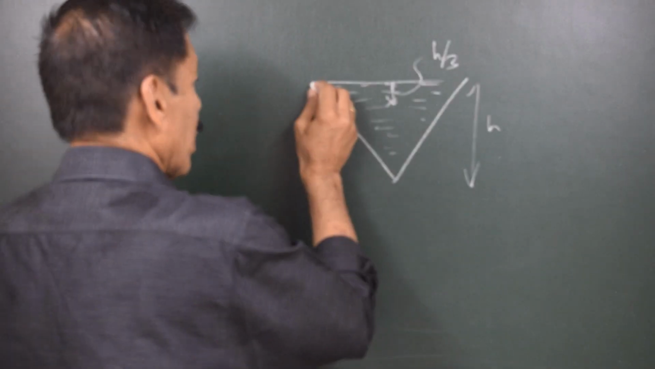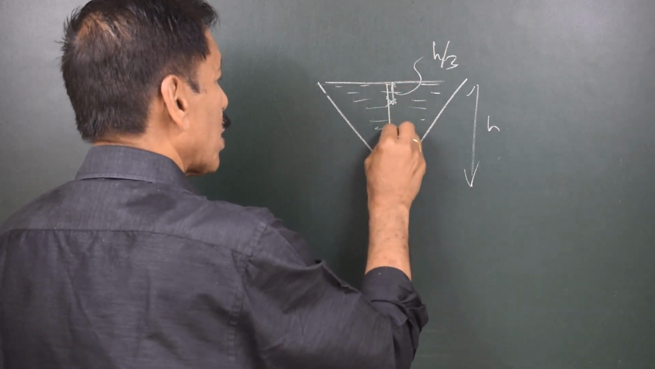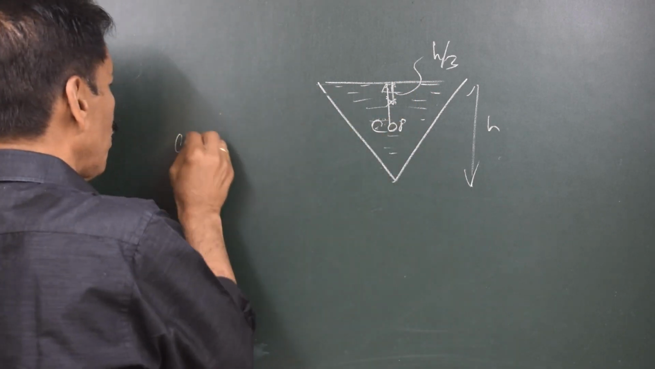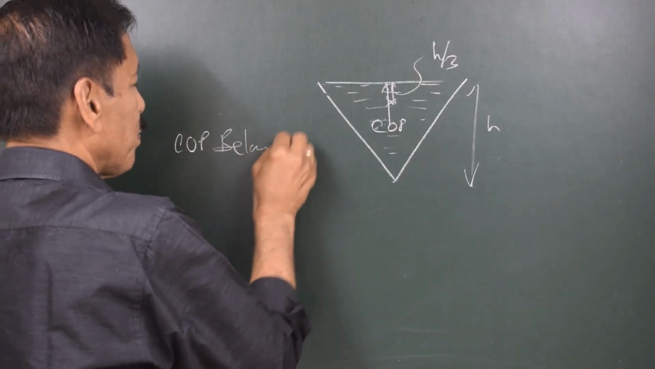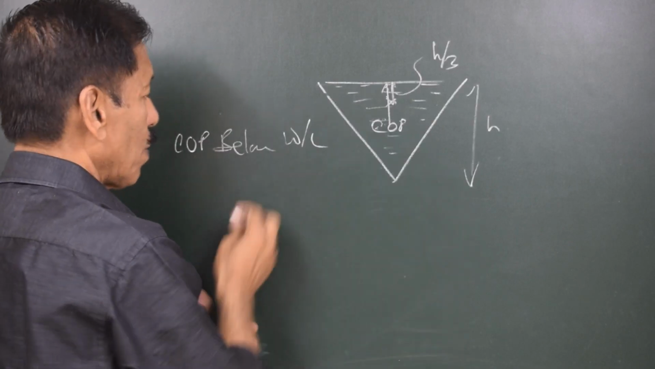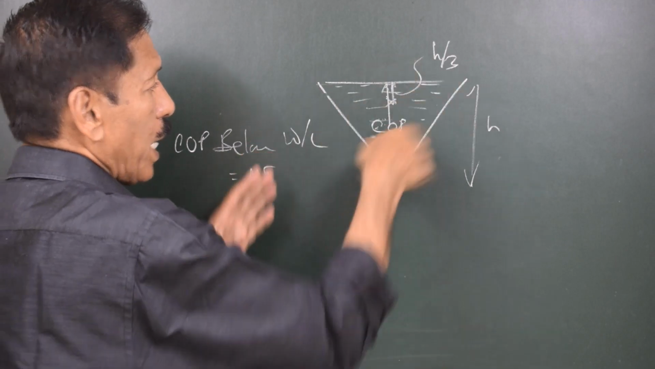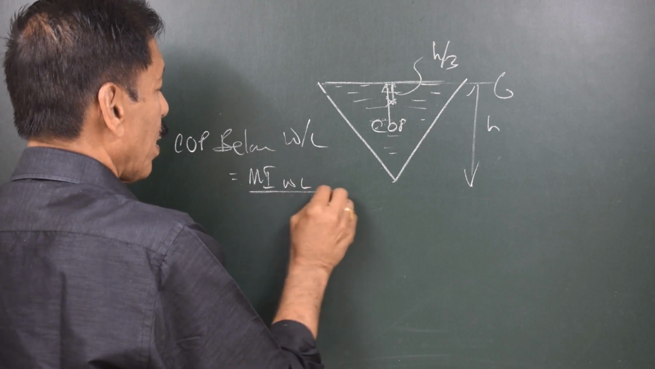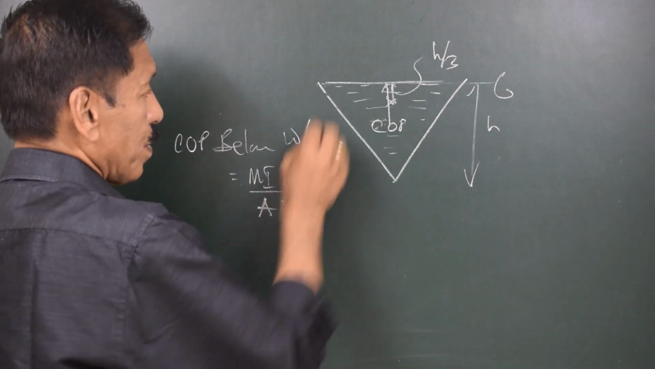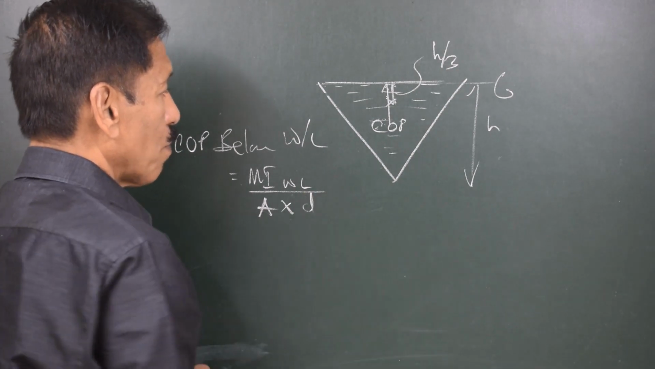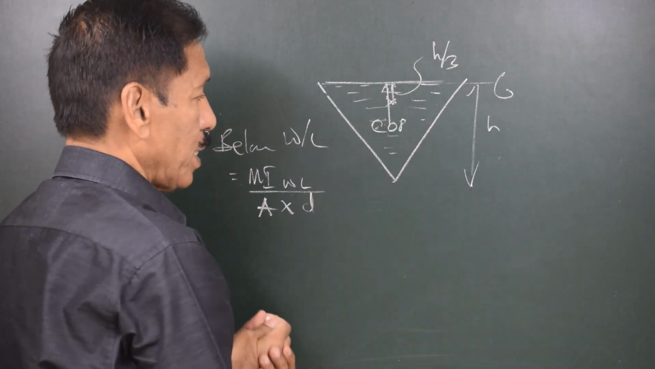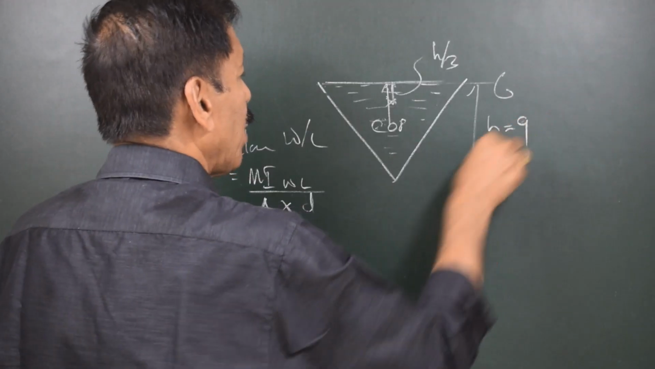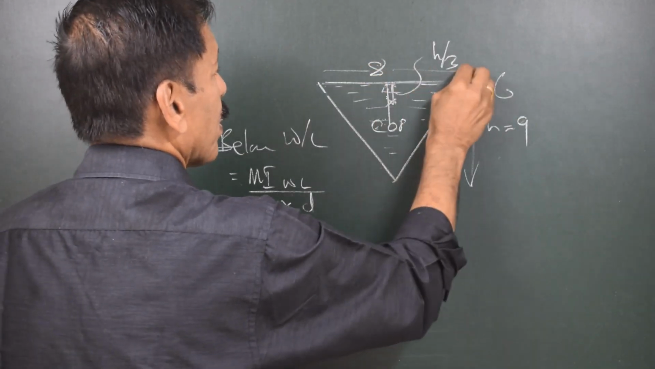So we'll follow the same principle. Suppose this is the COP. The distance of COP below water level is equal to moment of inertia of wet plane about the water level, this is the water level, divided by the area, that is the wetted area, multiplied by the depth of centroid. Depth of centroid we know is h by 3. So let's take the dimensions. Let's say h is equal to 9 meters and the base is 8 meters.